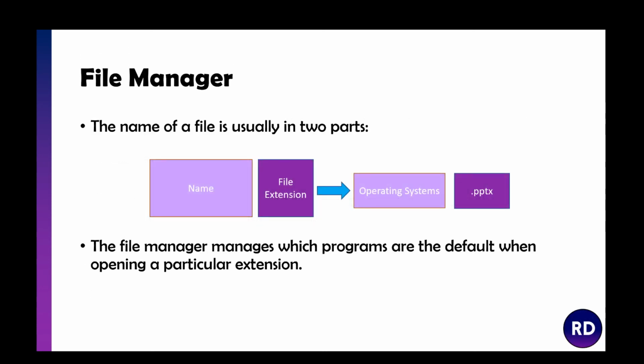So the file manager looks at the name of the file and it looks at the file extension. So I might have operating systems.pptx. Now, the file manager also manages which programs are default when opening a particular extension. So if I open a pptx, it should automatically figure out that I want to use PowerPoint. But if you've got, say, 3 different media viewers, then you might actually have to choose what the default application is.